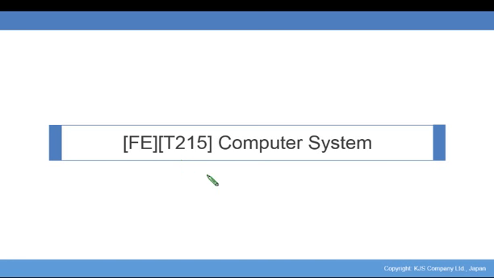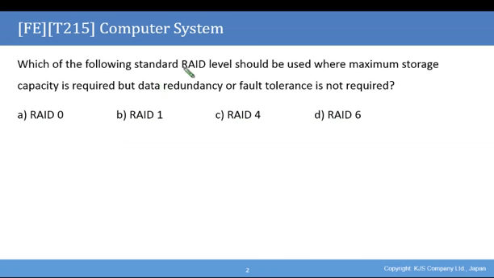T215 computer system. Which of the following standard RAID levels should be used where maximum storage capacity is required, but data redundancy or fault tolerance is not required? Is it A, RAID 0, B, RAID 1, C, RAID 4, or D, RAID 6?